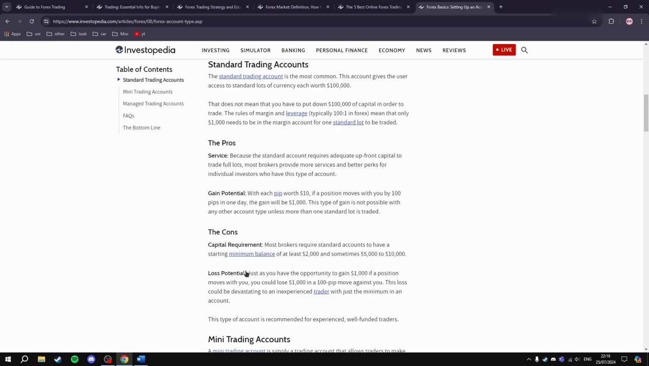Loss potential: just as you have the opportunity to gain $1,000 if a position moves with you, you can lose $1,000 in a 100 pip move against you. This loss could be devastating to an inexperienced trader with just the minimum in an account. This type of account is recommended for experienced, well-funded traders.